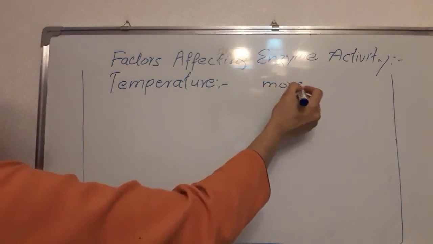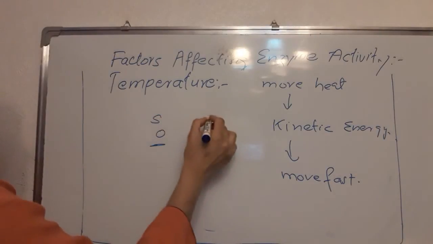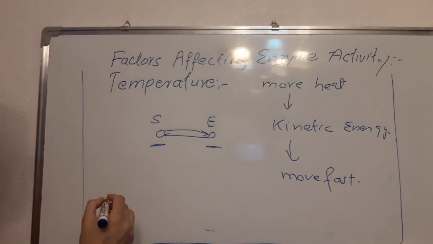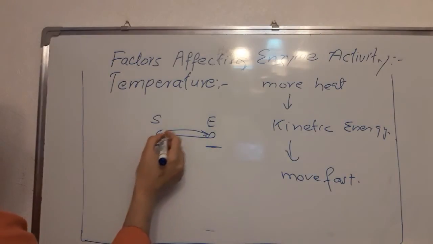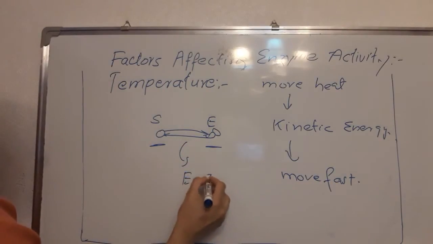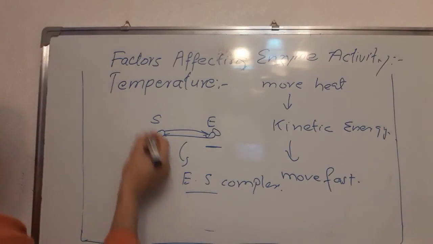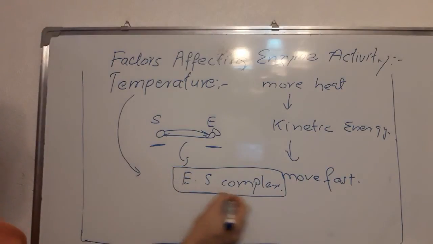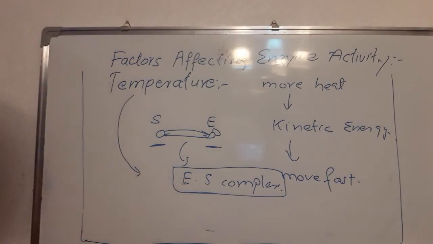So, when molecules are moving fast, for example, this is the substrate and this is the enzyme, the chances of their collision with each other increase. So now they are colliding with each other. It is more likely that the substrate molecule gets into the enzyme active site to make an enzyme substrate complex. So what is actually happening with the increase in temperature is that we are increasing the chances of making the ES complex. But if temperature gets too high, the reaction stops.